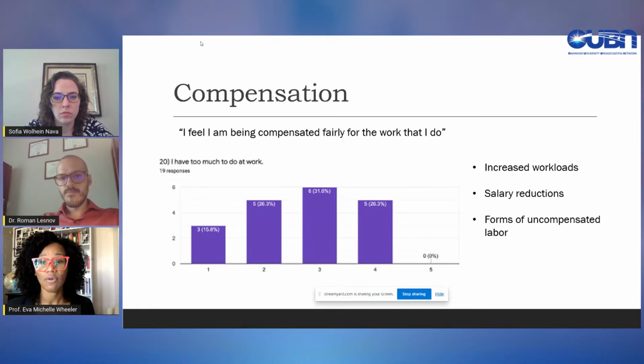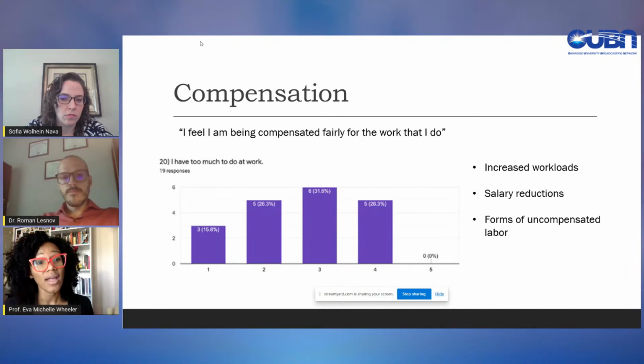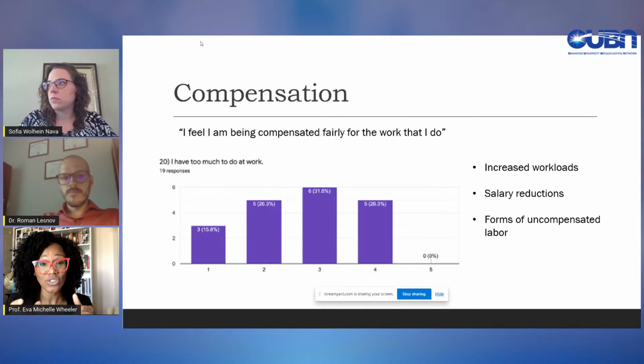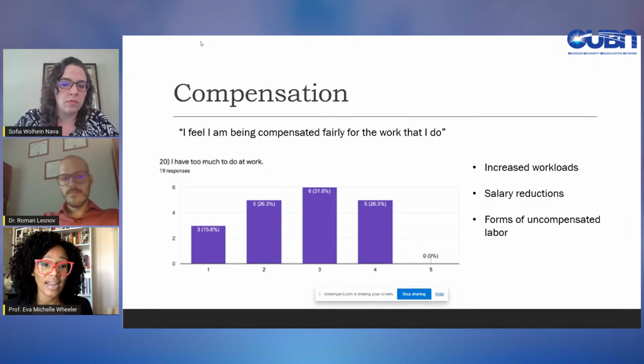And so the next slide is actually very much interrelated to the first, and it's the question of compensation. I believe I'm being fairly compensated for the work that I do. And so as participants indicated their perceptions of fairness, they also pointed to factors like increased workloads due to modalities such as the HighFlex teaching modality, salary reductions that various institutions had to institute in order to preserve jobs, and forms of uncompensated labor. And so here participants pointed to, for example, converting a face-to-face class to an online class without additional compensation for that time and effort. So we do see some variety here with actually equal amounts of participants indicating that their compensation was slightly better and slightly worse. And then the 15.8% that indicate that their compensation was much worse. So just an item to keep in mind.